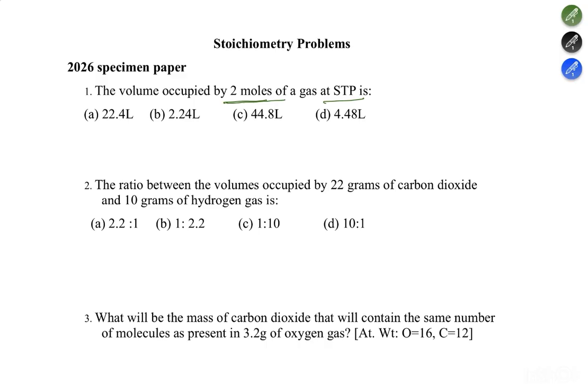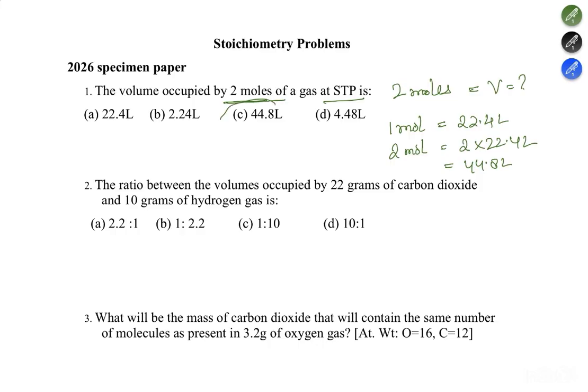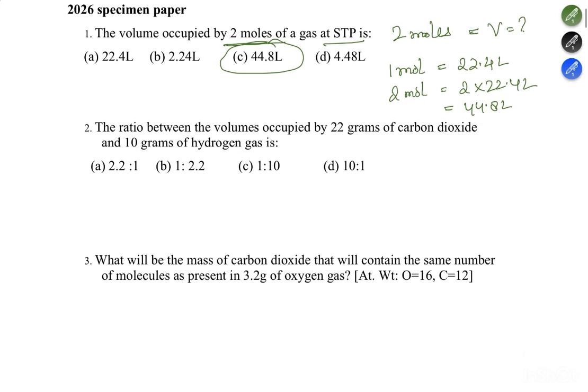Now they have given the moles of a gas, which is 2 moles, and they're asking how much volume is occupied by this gas. As we know, 1 mole of any gas occupies 22.4 liters. So in that ratio, the volume occupied by 2 moles will be 2 times 22.4. So the answer will be 44.8 liters. So this is my answer, C. Let's move to the next question.